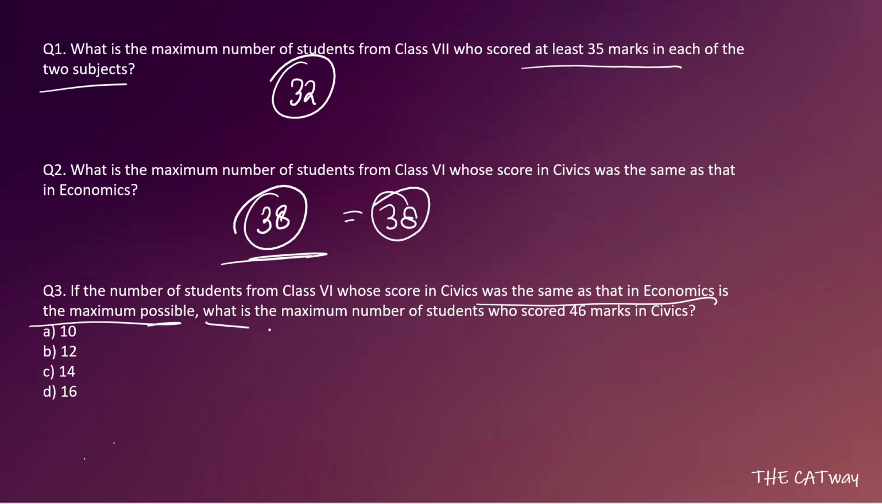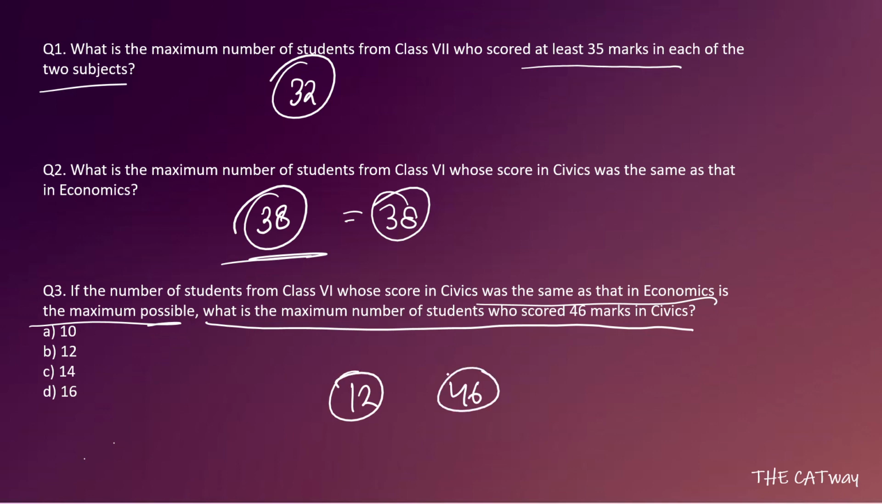So what is the maximum number of students who scored 46 marks in civics? In the previous question, we have seen that the remaining 12 students all got 46 marks. So when the maximum possible number of students get equal marks in civics and economics, then the remaining 12 students are eligible to get 46 marks in civics. There is no issue with that. So the answer for the third question is going to be 12.